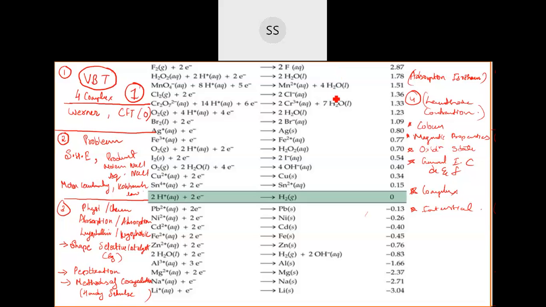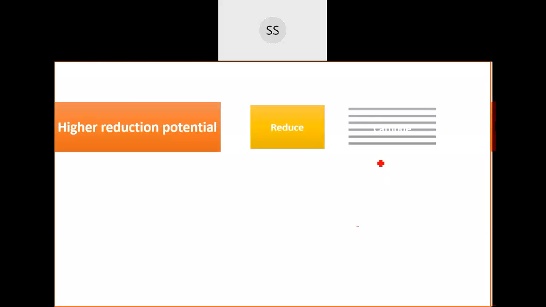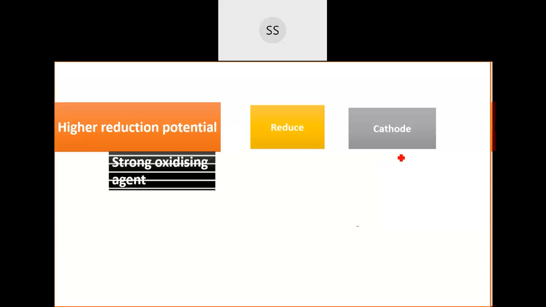And here also, which is the oxidizing agent and which is the reducing agent, this question you can expect from here. I'll give you one question, see whether you're able to answer that. The more positive the value, the more easily they can take the electron, meaning they are very good oxidizing agents. Remember that. Higher the reduction potential, they reduce themselves easily. They will be at the cathode side and they are strong oxidizing agents, like fluorine, which can take the electron easily.